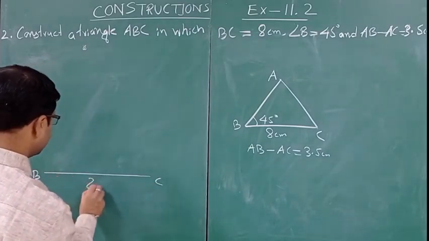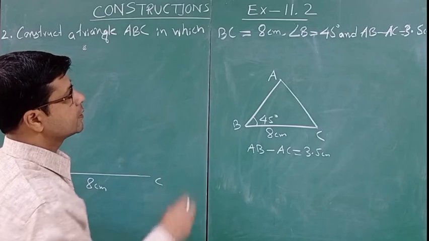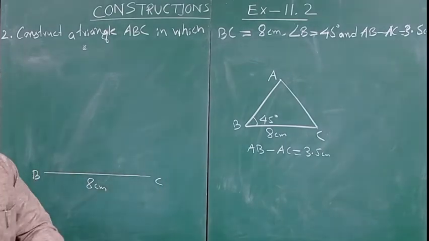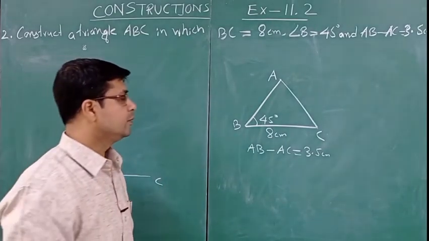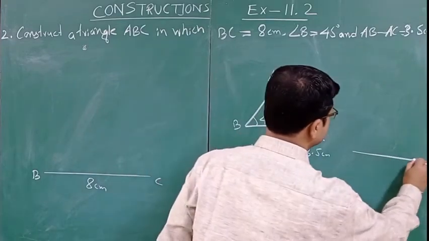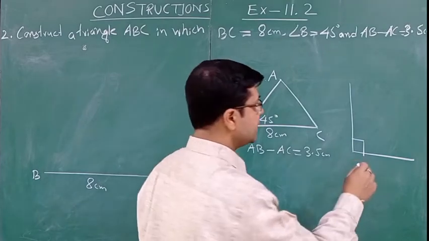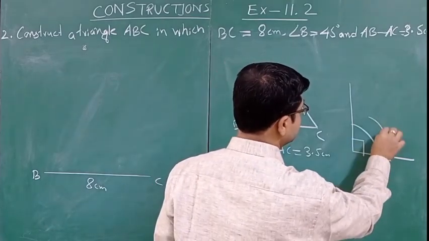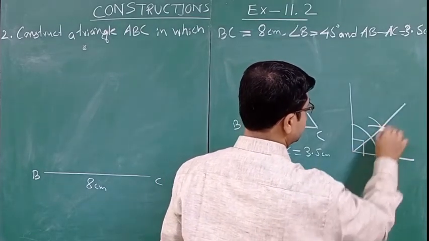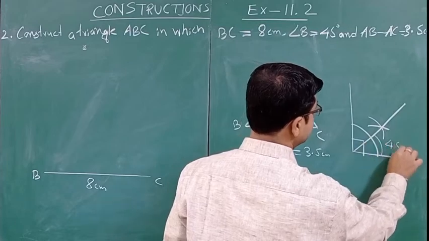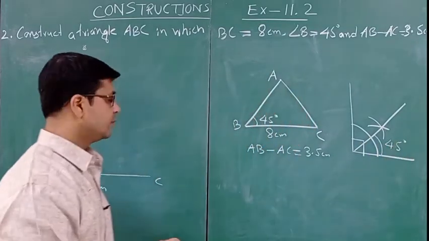BC is 8 cm. Now here we shall construct angle B, it is 45 degree. Dear students, how to construct 45 degree? First we shall construct 90 degree. Then after drawing 90 degree we shall draw the bisector of 90 degree, so that this angle is 45 degree. Now you know how to construct 90 degree.